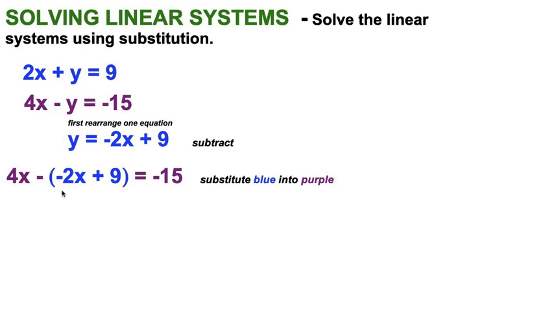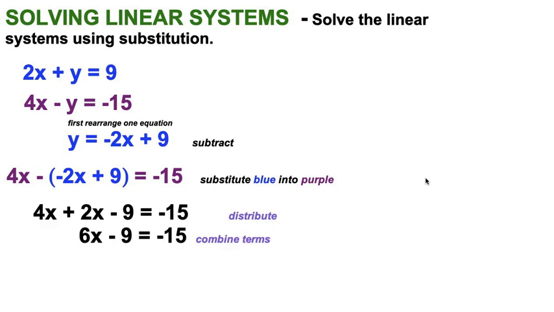And again, a little tricky here because you've got a negative sign out here. You're going to distribute that negative across this blue expression. 4x minus a negative 2x minus a positive 9 equals negative 15. So go ahead and check your integer arithmetic. 4x minus negative 2x, that's going to be 6x minus 9.